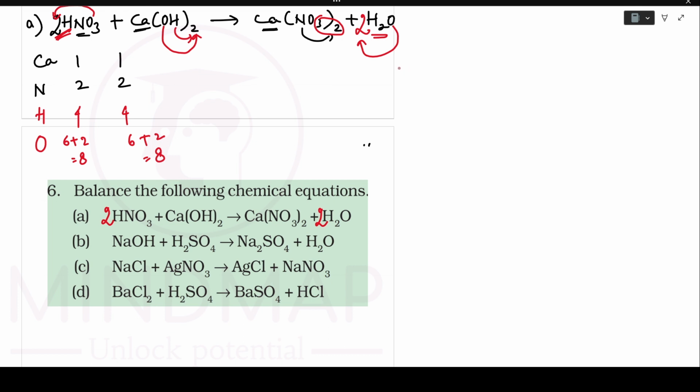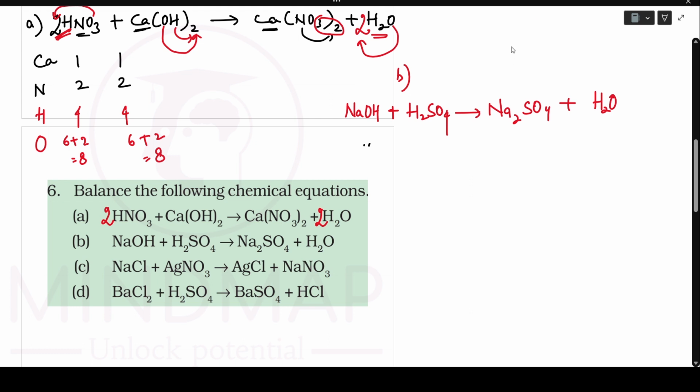Let's go to part B. And what's that? That is NaOH plus H2SO4 gives Na2SO4 plus H2O. Okay, let's balance the metals first. Sodium here is 1, whereas here it is 2. So let's write here 2.